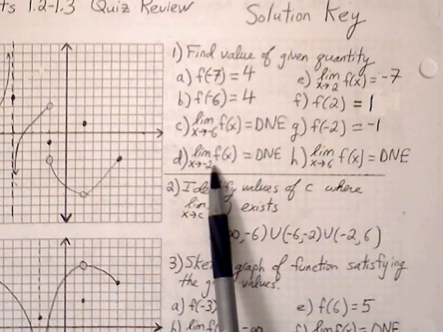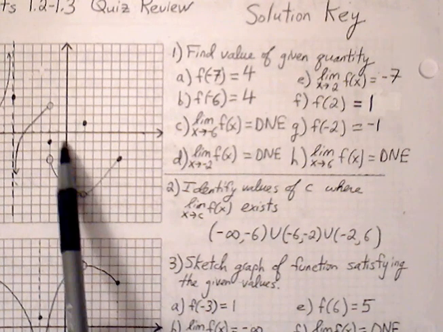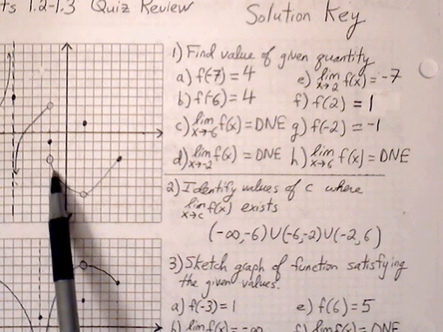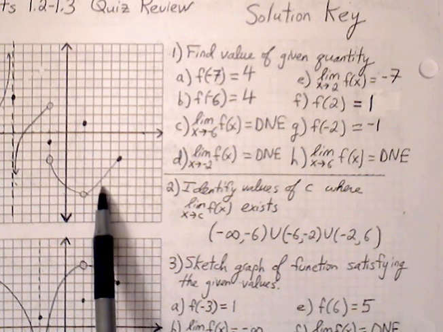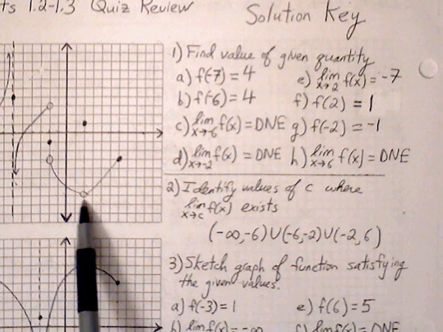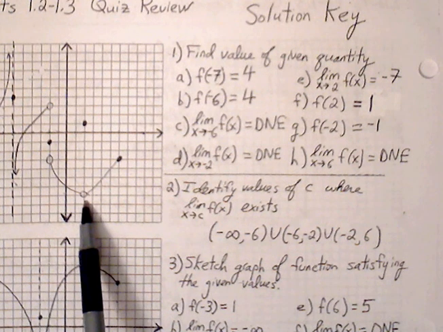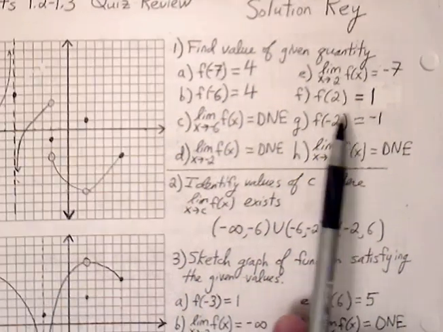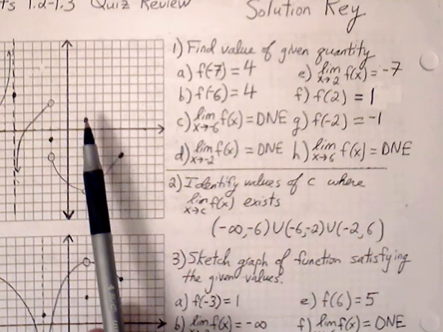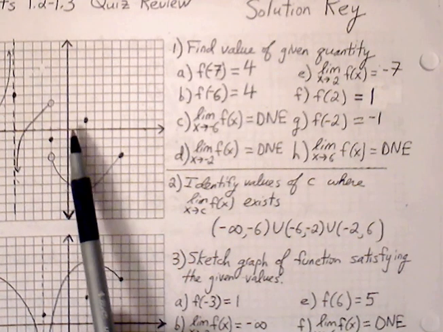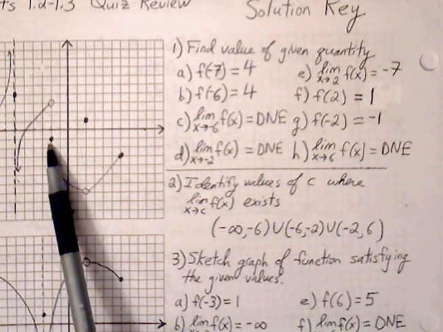Okay. Limit as x approaches 2. As x approaches 2, we see that the graph is connected towards a specific y value, and this y value is negative 7. f of 2, we're looking for the ordered pair, so f of 2 is 1. f of negative 2 is just the ordered pair, negative 1.